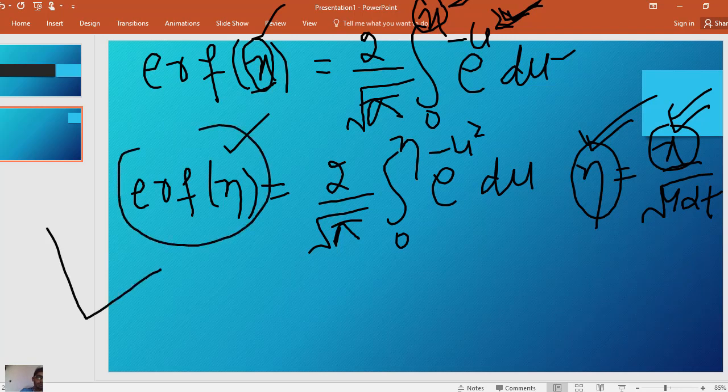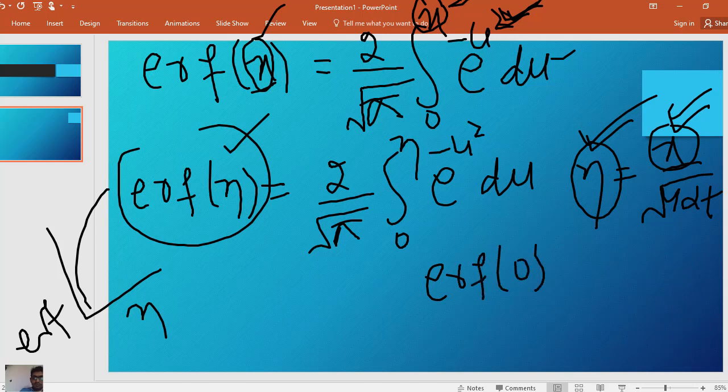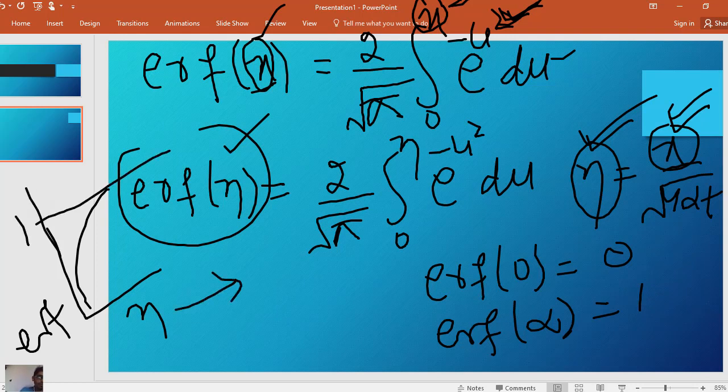can look like this. There are some properties of the error function. The error function of 0 is 0. The error function of infinity is 1. When the variable tends to infinity, the error function will be 1.